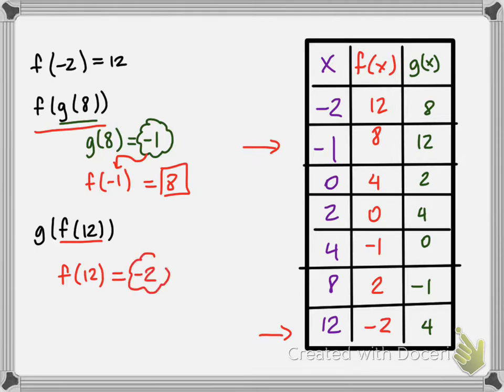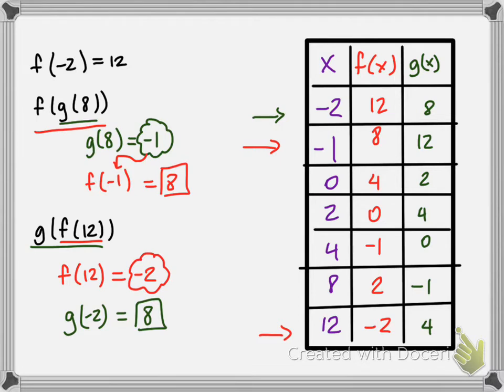That's our output. We're going to plug that into our next layer out. So our next layer out is a g. So now we're doing g of negative 2. If we start at negative 2 and then go over to the green, our green is an 8. So our g of f of 12 is an 8. And that's our final value.